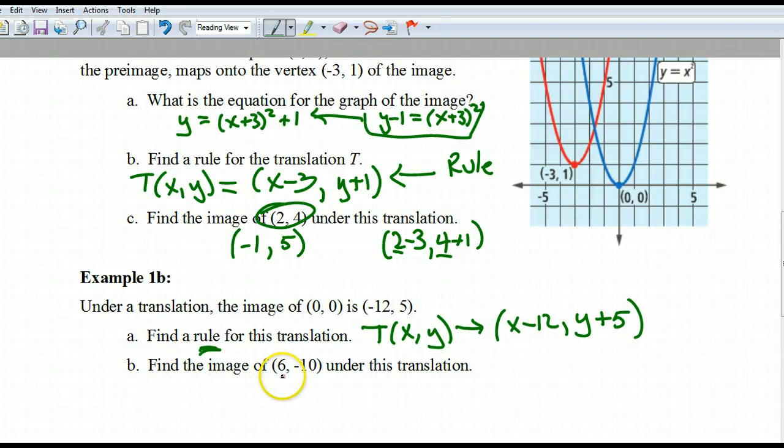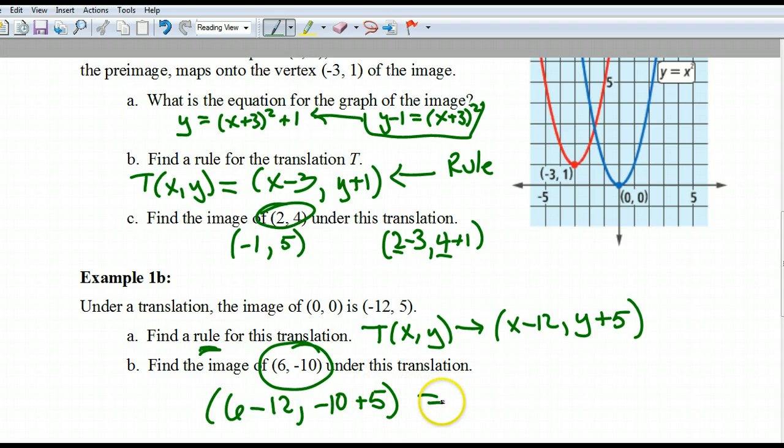Now it says find the image of this point. So if I put that in, 6 minus 12 and -10 plus 5, that's going to be -6 and -5. All right? Any questions about that?